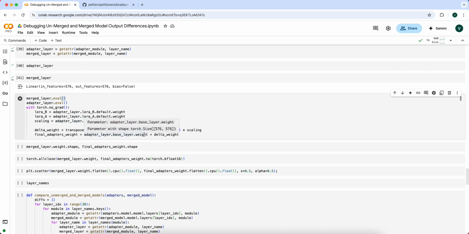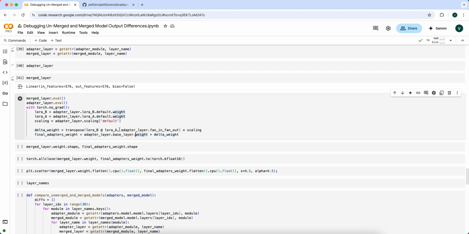Now in this instance, I'm actually not looking for outputs. I want to compare the weights. So what I'm doing is I'm manually merging the LoRA adapters into the base layer weight. So I grab LoRA B and LoRA A and the scaling factor, take the matrix product between LoRA B and LoRA A, and then multiply it by the scaling factor. This is just a whole number, 2.0. And then the final adapter weight is going to be the adapter layer's base layer weight plus this delta weight.